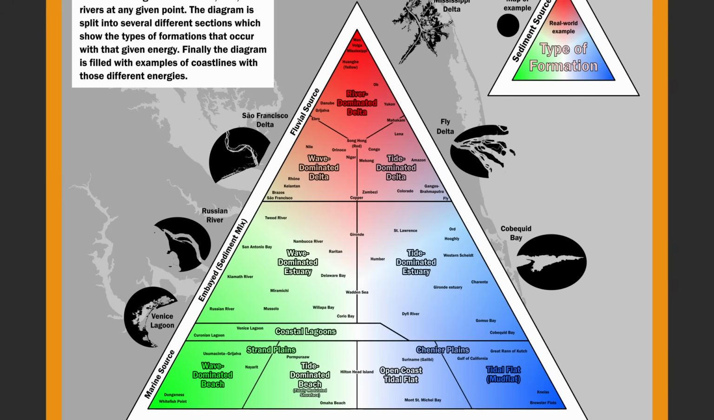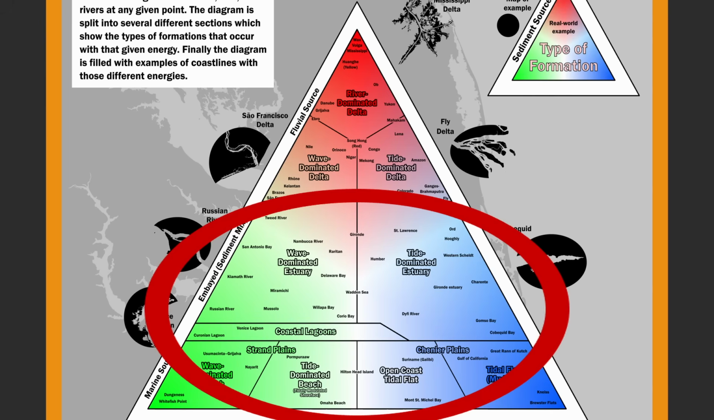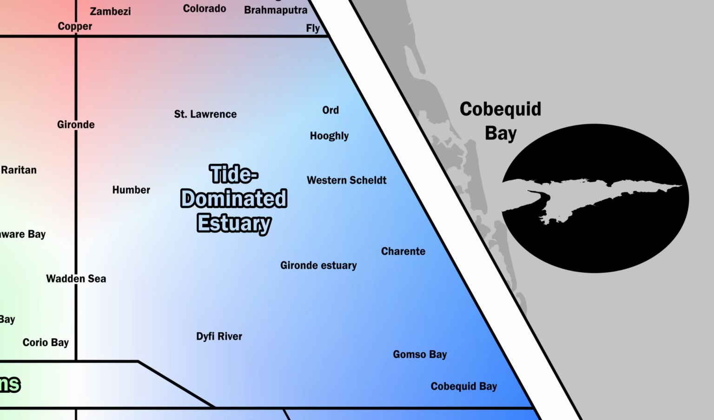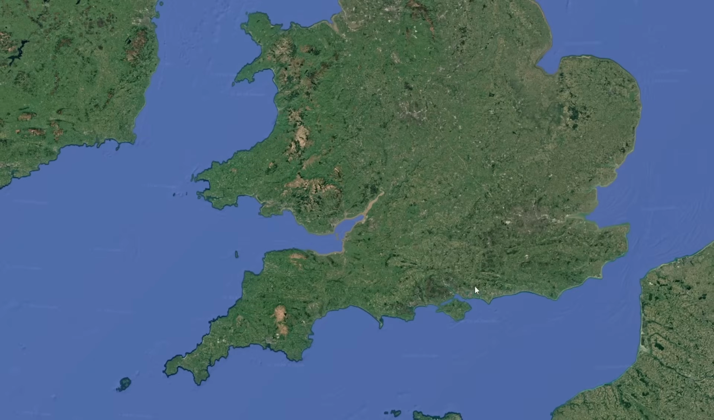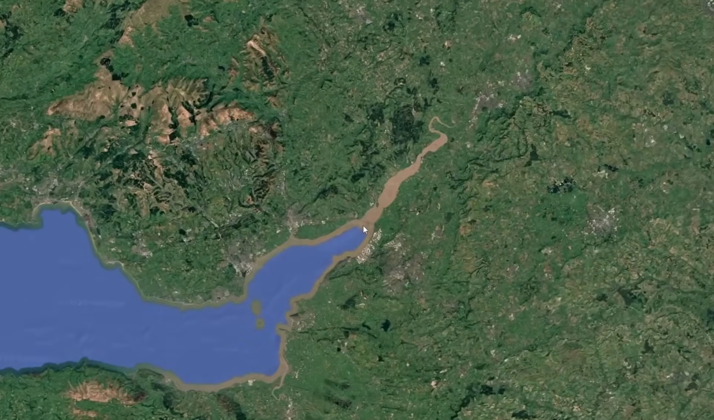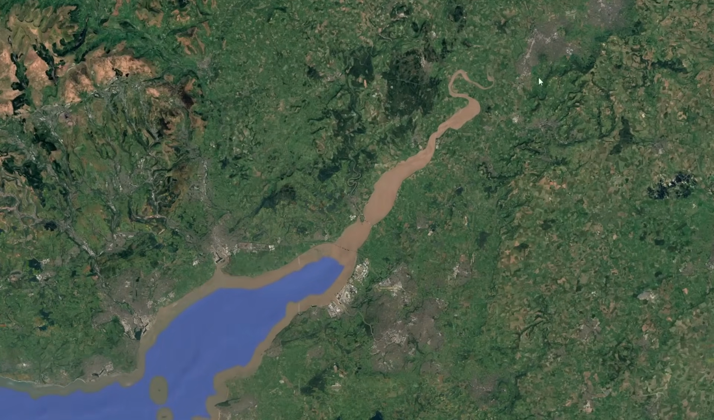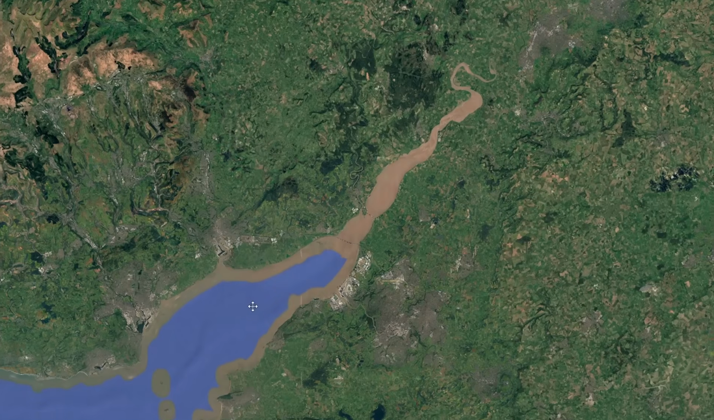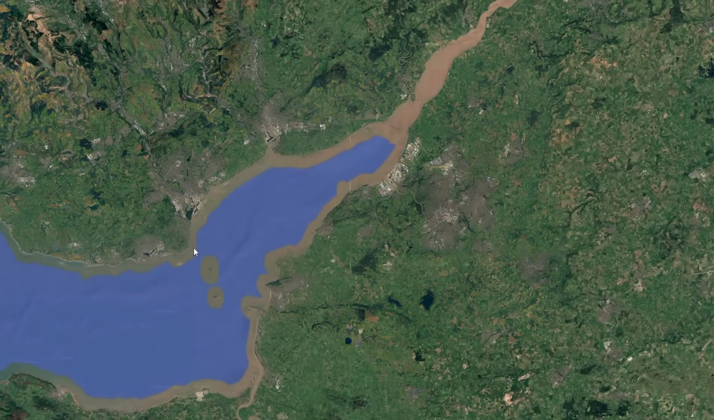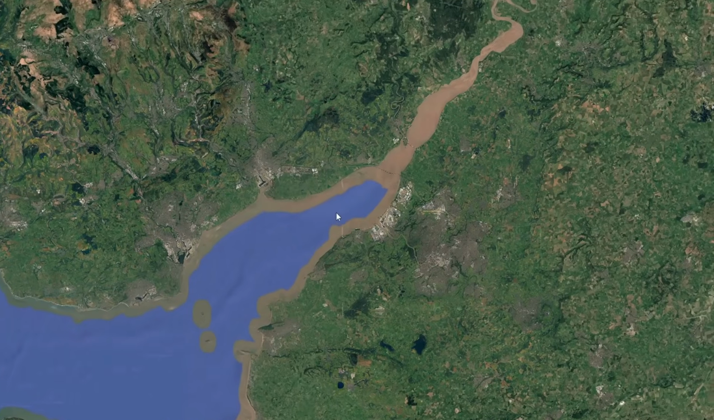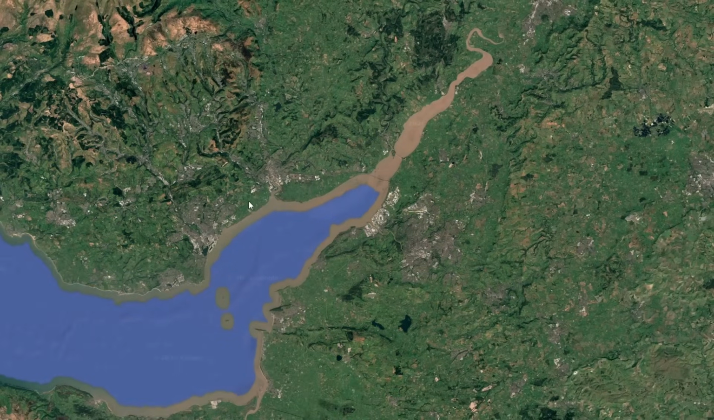So in today's video, let's look at the features formed in the bottom half of this diagram, starting with tide-dominated estuaries. So tide-dominated estuaries form in places where a river is present, but this river is usually small or is not outputting that much sediment. Also, the tide energy is super strong. These strong tides prevent the river delta from expanding outwards or prograding the coastline.